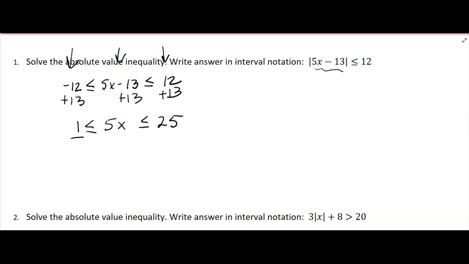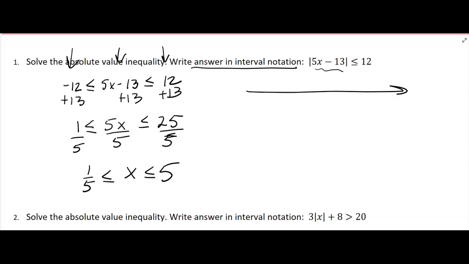And then we're just going to divide everything by 5. And we get 1/5 is less than or equal to x is less than or equal to 5. Okay, it says to use interval notation. If you didn't use interval notation or you didn't do it correctly, I would have taken off for that.